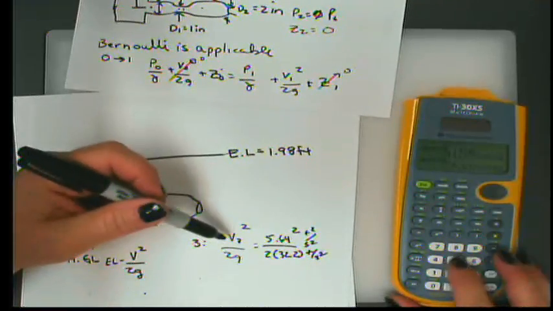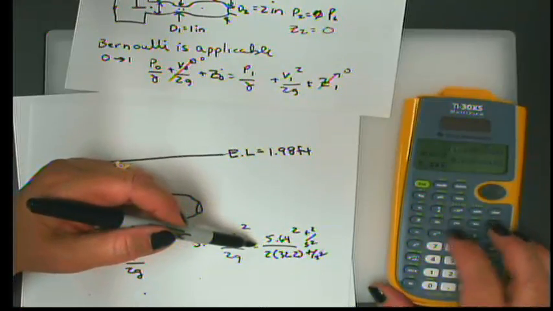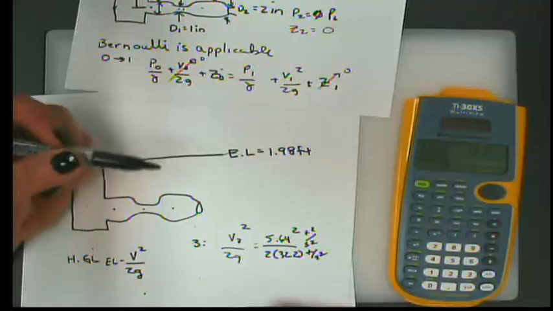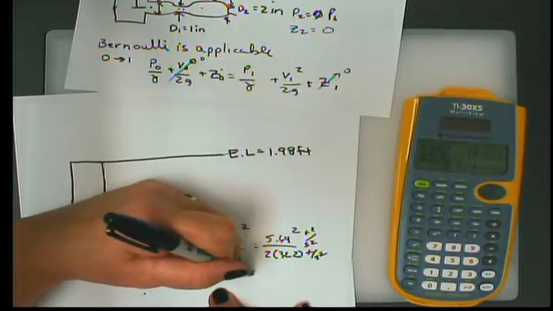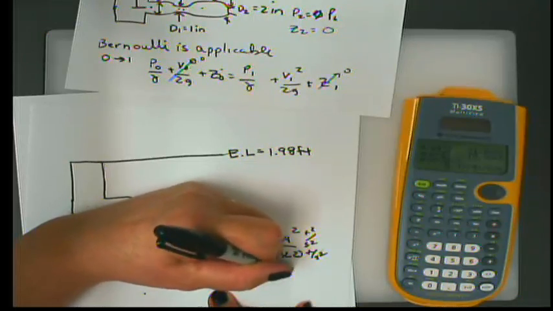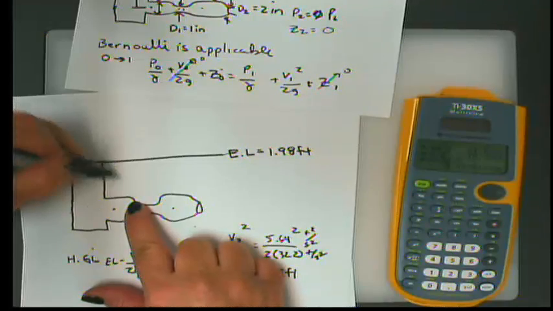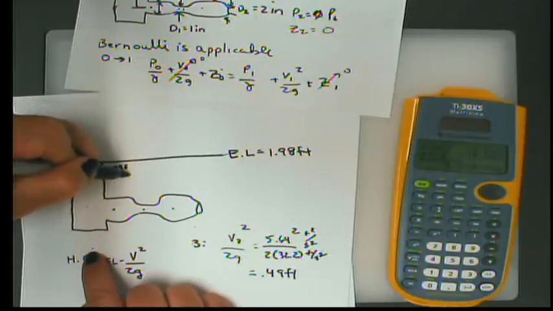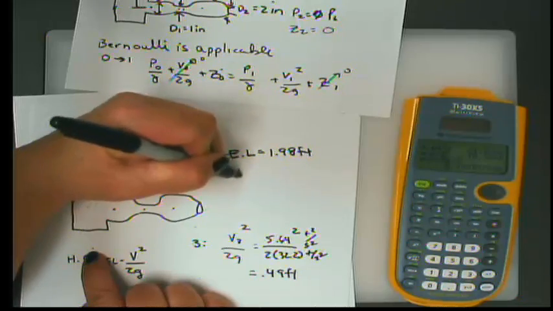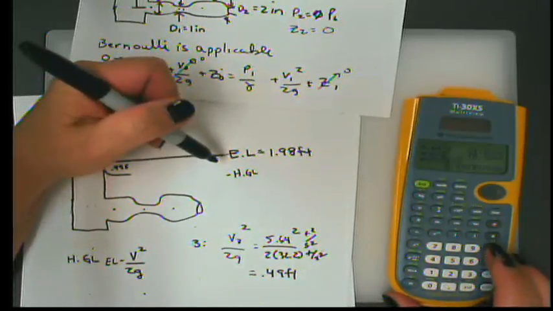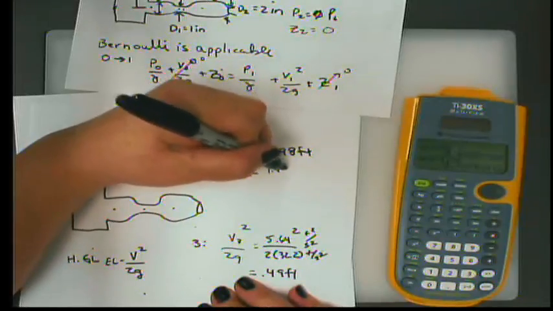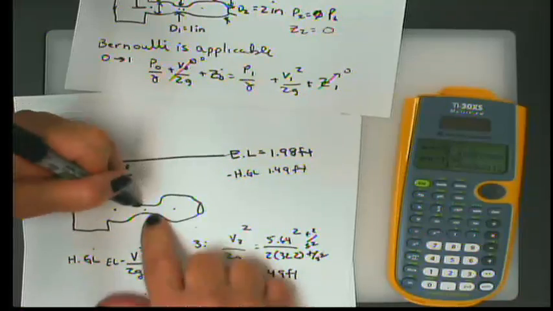So I take 5.64, square it, divide by 2, and divide again by 32.2, and that value is, my velocity head is 0.49 feet. What that means is here, my hydraulic grade line is going to be 0.49 feet below my energy line. Or the value here, hydraulic grade line, is going to be 1.98 minus 0.49, which is 1.49 feet.